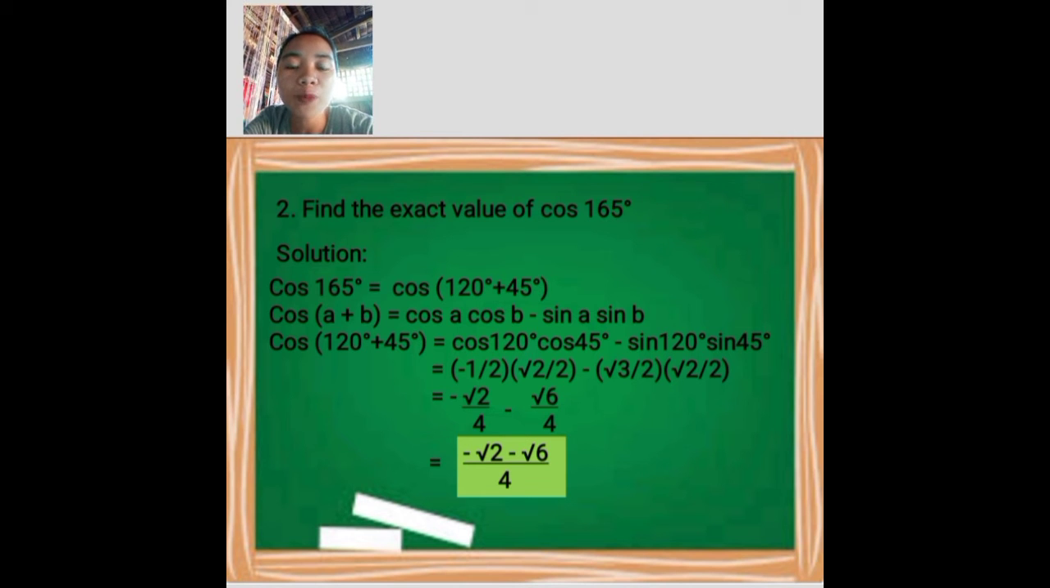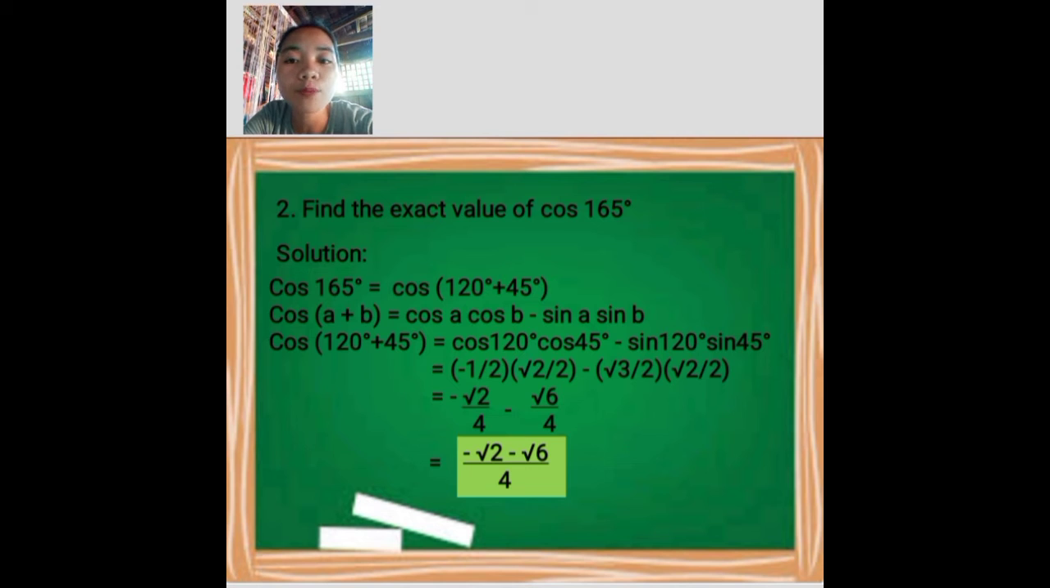So, the corresponding value of cos 120 degrees is equal to negative 1/2 times cos 45, which is square root of 2 over 2, minus sine 120 degrees, which is square root of 3 over 2, times sine 45 degrees, which is square root of 2 over 2.